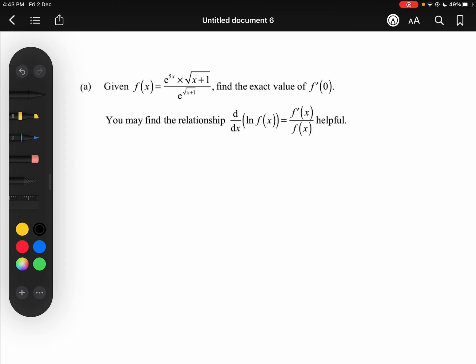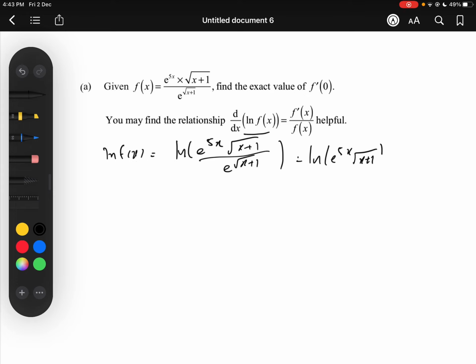So let's evaluate ln of f of x first. ln of f of x is equal to ln of the whole thing, obviously: e to the power of 5x times square root of x plus 1, all over e to the power of square root of x plus 1. If you recall our log rules, we can rewrite this as ln of e to the power of 5x times square root of x plus 1, minus ln of e to the power of square root of x plus 1. And we can continue to rewrite this as ln of e to the power of 5x plus ln of square root of x plus 1, minus ln of e to the power of square root of x plus 1.